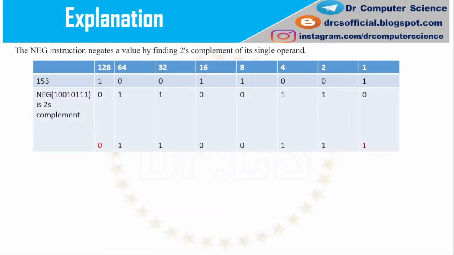First we represent 153 in binary, that is 10011001, and negate this 153. It gives 01100110, and then find the 2's complement of this. We get 01100111.